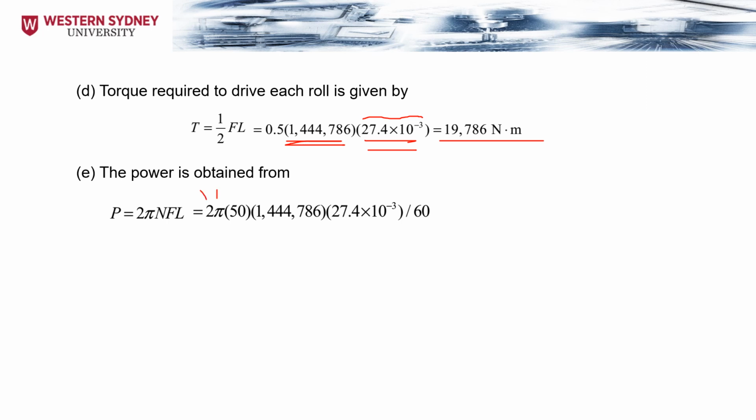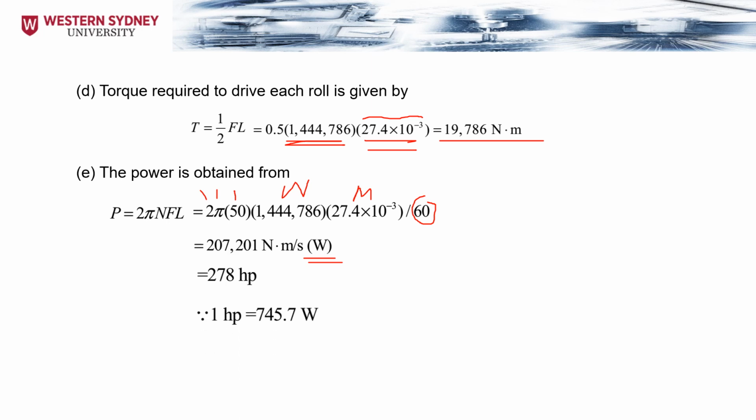2 pi times 50 Newton, 50 revolutions per minute, divided by 60 to make it revolutions per second. That's in Newton, and this one is going to be meter, and thus the answer is equal to 207,201 Newton meter per second, which is the watt. Or I can simply change it to horsepower, and it's going to be 278 horsepower. You don't have to do that. Newton meter per second is going to be enough.